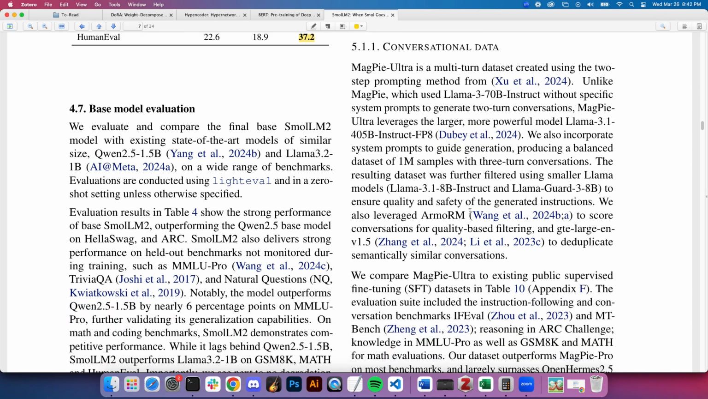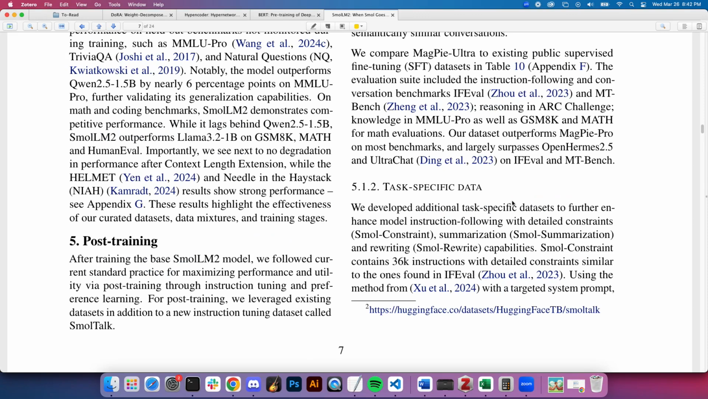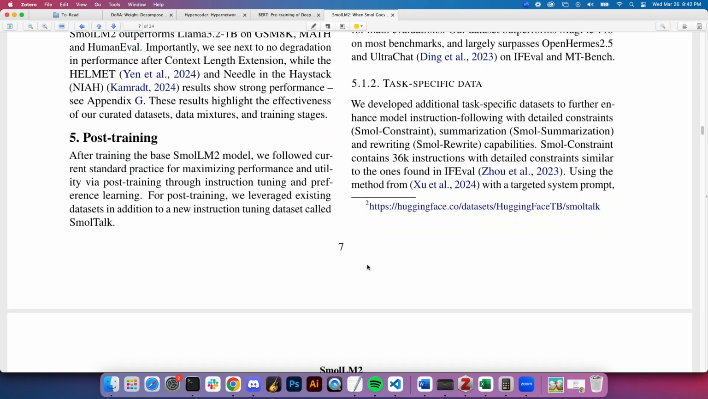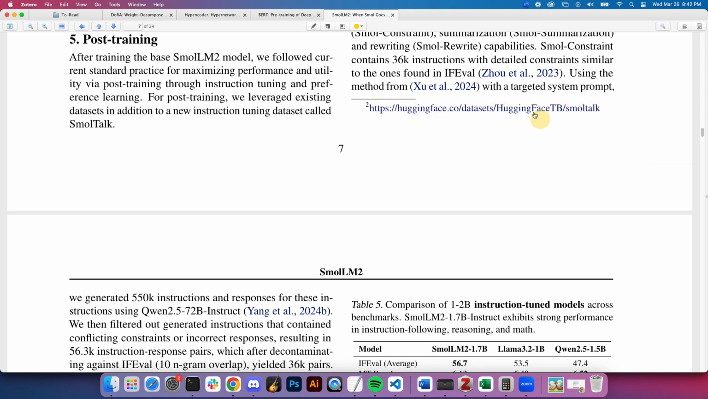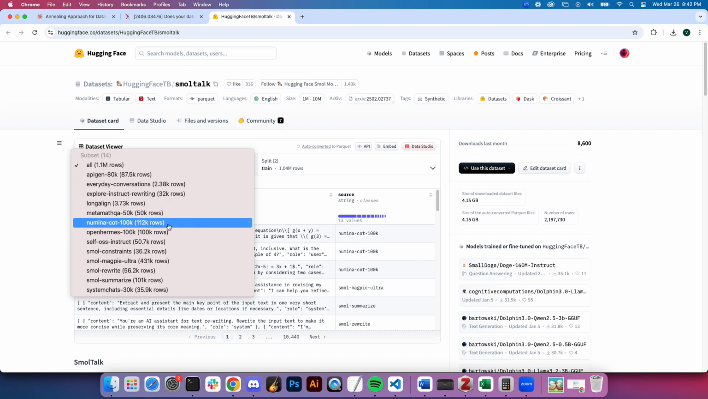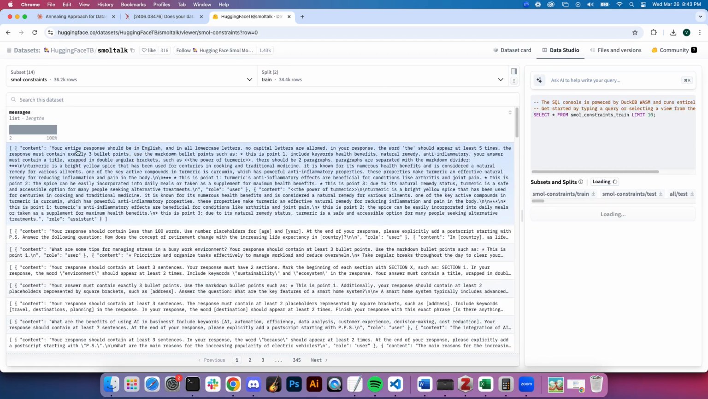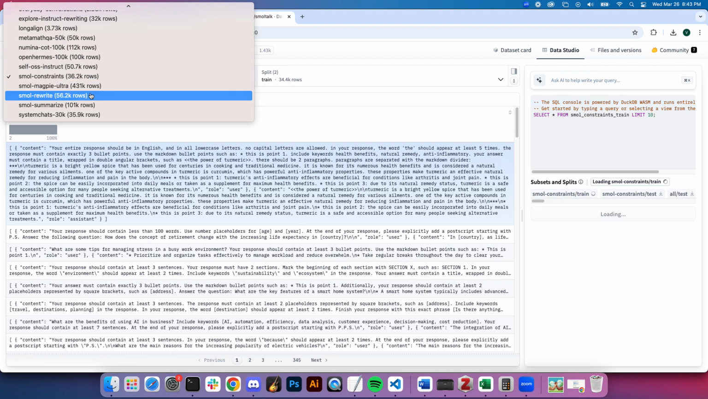I'm just gonna speed up the reading a little bit here. They filtered it. We developed additional task-specific datasets to further enhance model instruction following with detailed constraints, summarization, and rewriting. SmolConstraints contains 36,000 instructions with detailed constraints similar to the ones found in IFEval. And they have this. So here's SmolTalk, 1.1 million rows, and here's the breakdown. So here's the SmolConstraints. Your entire response should be in English, lowercase letters, no capital letters. The word the should appear 5 times, should contain 3 bullet points, etc., etc. So that's really interesting.